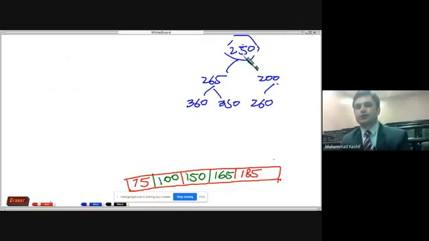So what we are going to do, first we will compare 250 with 265. So 250 is already smaller than 265, but 250 is not smaller than 200. So 200 will move up and 250 will move down. Right, so 250 becomes our child, that was our parent node, and at this level 250 is already smaller than 260 and 265, so basically 200 is the root node.